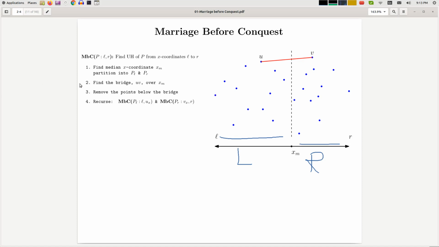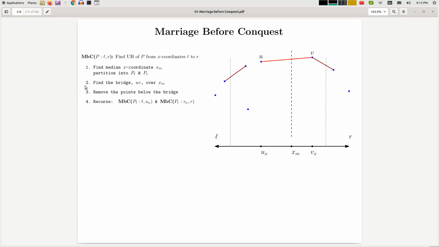So this is the pseudocode. Once we find the bridge, or the upper tangent, then we know that all the points that are below this bridge cannot be part of the upper hull, right? So they can be deleted. And now we can essentially recurse to the left and the right. So now we have a point set that is completely to the left of the bridge, another point set that is completely to the right of the bridge, and then we can repeat. Do this thing, find the bridge over these two halves, prune, and then recurse.